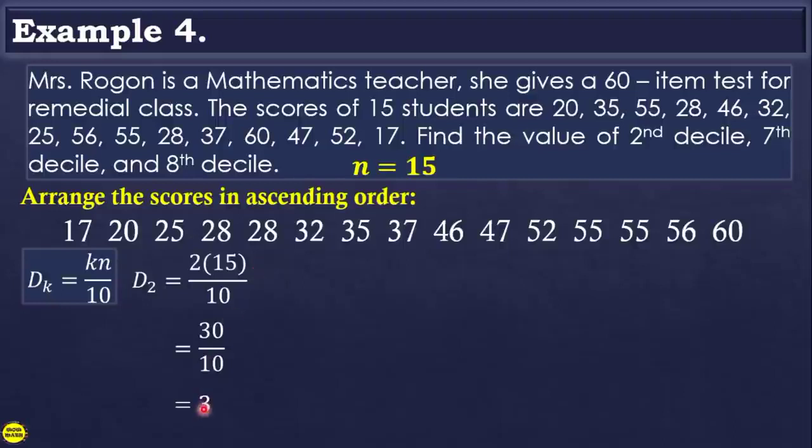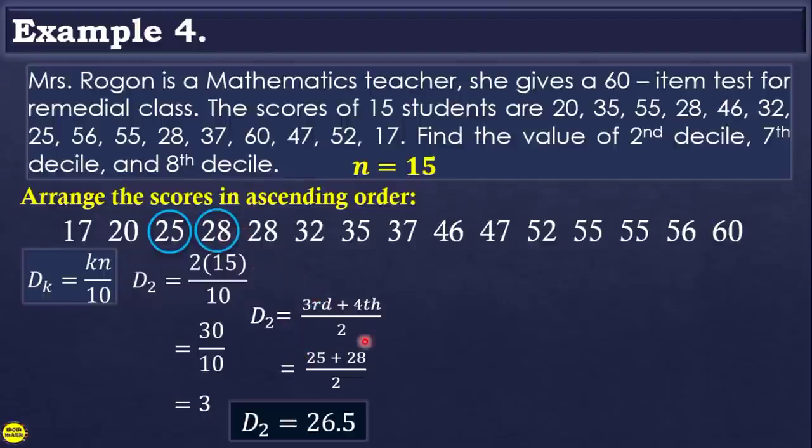So, again, kapag whole number yung na-compute natin, ibig sabihin, kunin natin yung halfway between sa third and fourth position. So, between third and fourth position. So, yung third natin is 25 and then yung fourth natin is 28. So 25 plus 28, that is 53 divide 2, the answer is 26.5. So, yung second decile natin is 26.5.